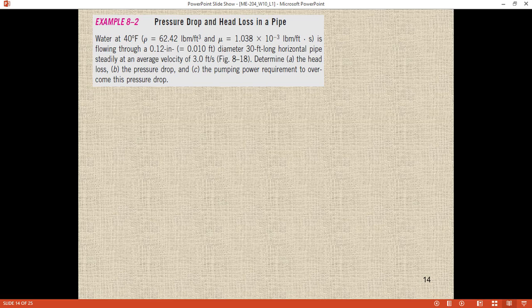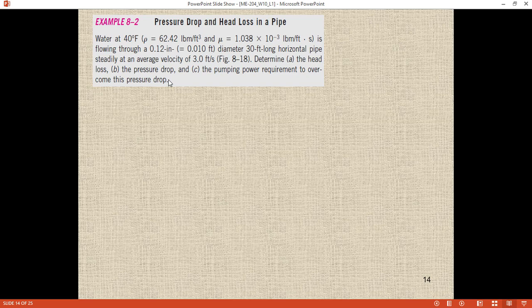So as an engineer, our objective is to reduce the pressure drop as much as possible whenever we design the piping network. So here what we have to do is determine the head loss, the pressure drop, and the pumping power requirement. These three things we have to determine.